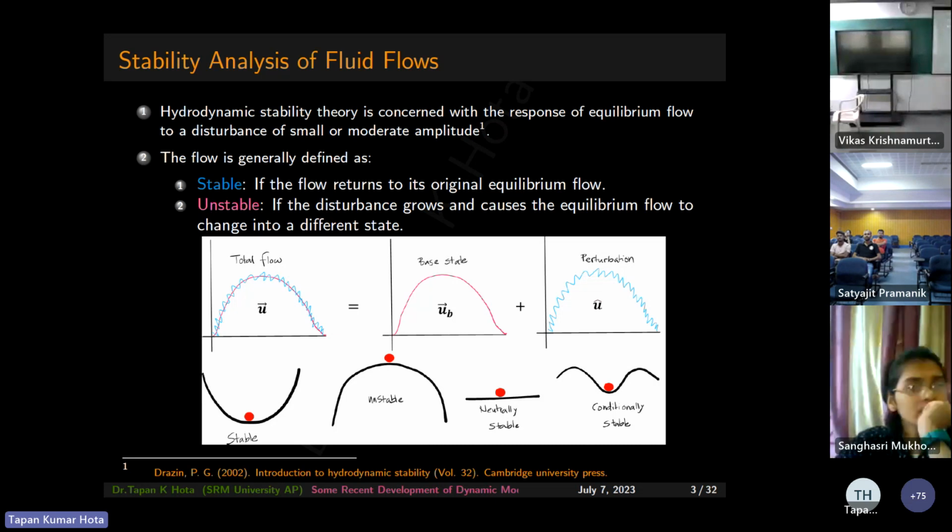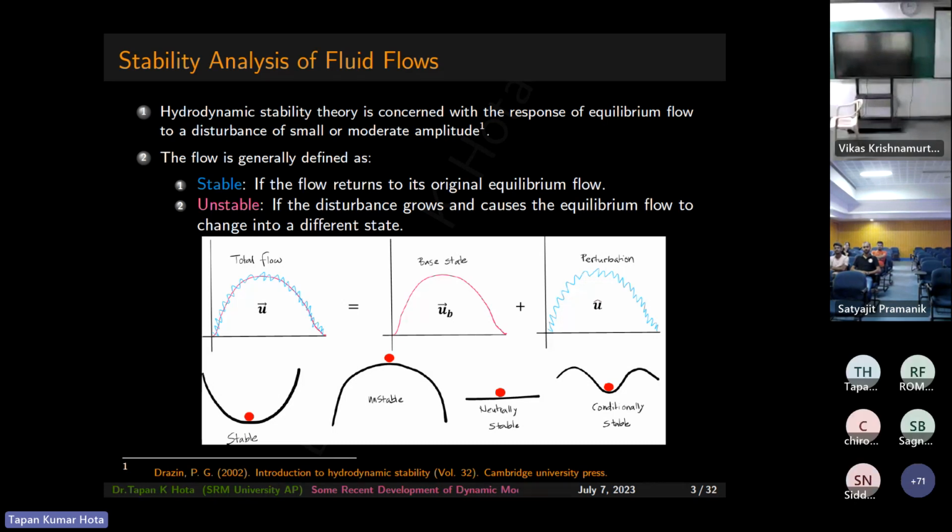Any physical system is susceptible to small to moderate disturbances. In fluid flow in particular, one has to look at how the system behaves if somebody provides a small or moderate amplitude disturbance. If it eventually returns to its base state or equilibrium state, then we say it's stable. If it goes into different phases, that is, transitions to different phases, or does not return to its equilibrium position, we call it an unstable situation.